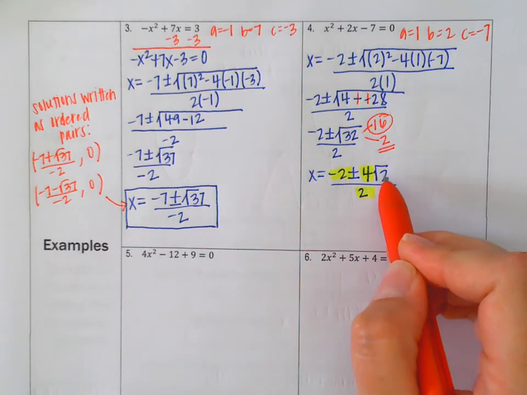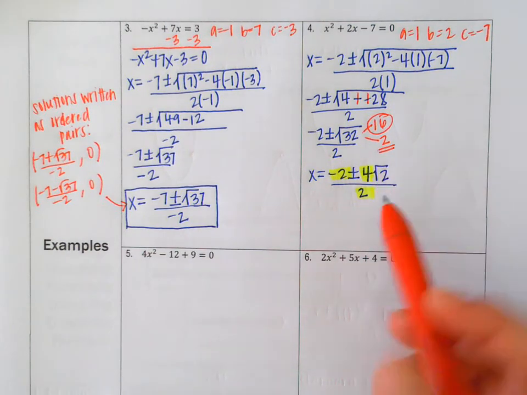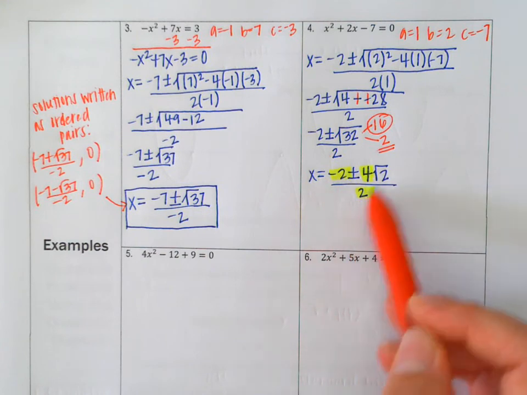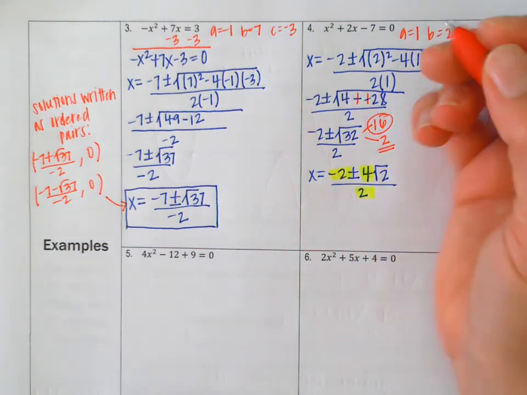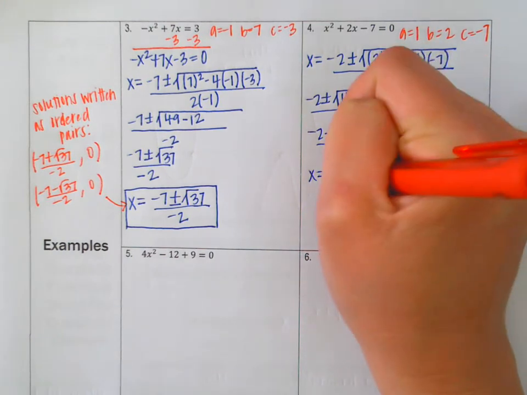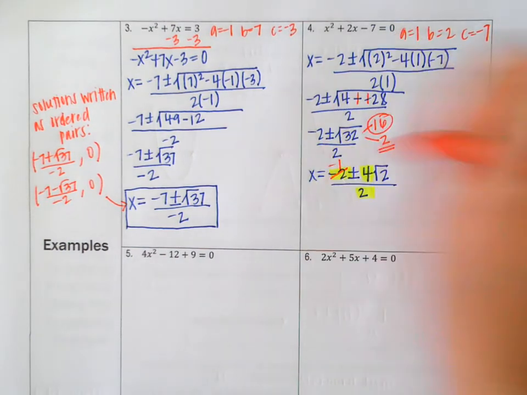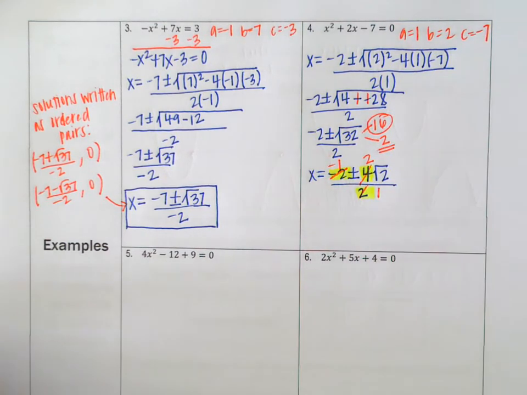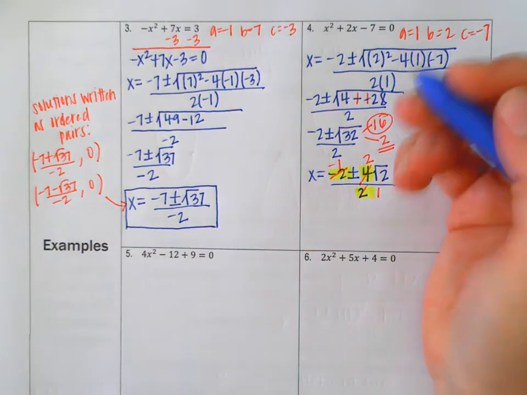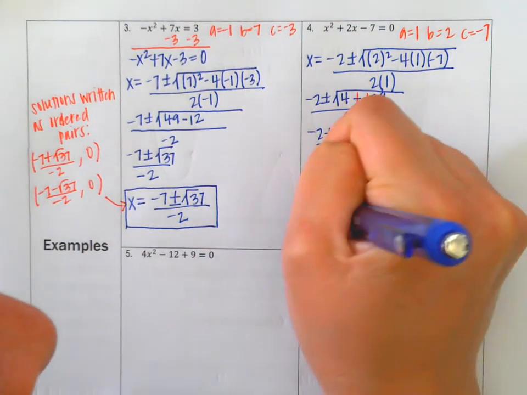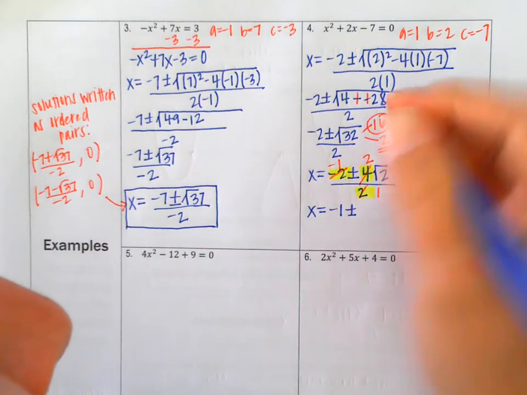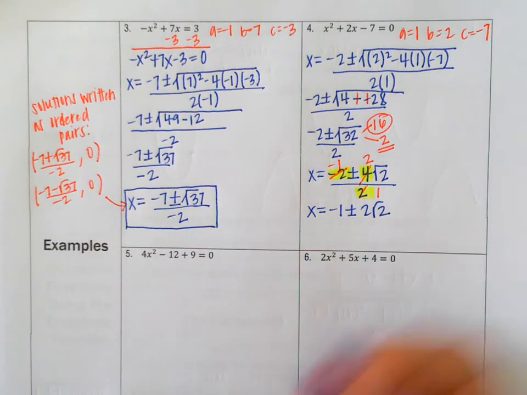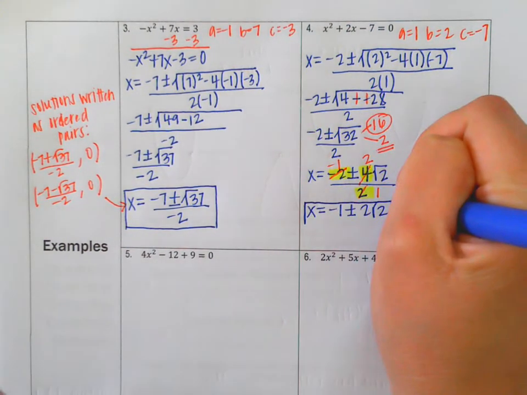Now, we don't worry about what's inside the radical, because remember, you can only simplify outside with outside. You can't simplify outside the radical with inside the radical. So -2, 4, and 2 are all divisible by 2. -2 divided by 2 is -1. 4 divided by 2 is 2. 2 divided by 2 is 1. So the way that I would write that is -1 plus or minus 2 rad 2. And we don't have to put it over 1. That's unnecessary. So this would be my final answer.